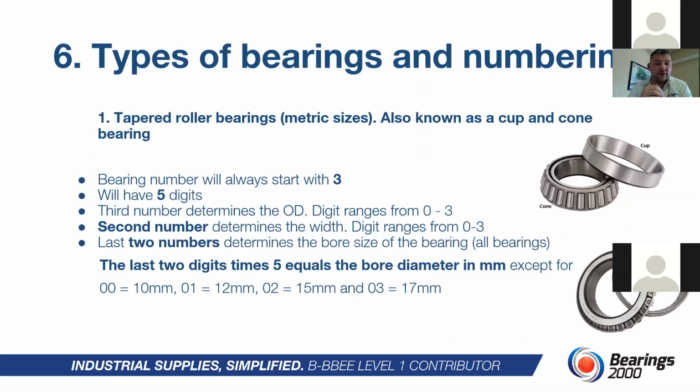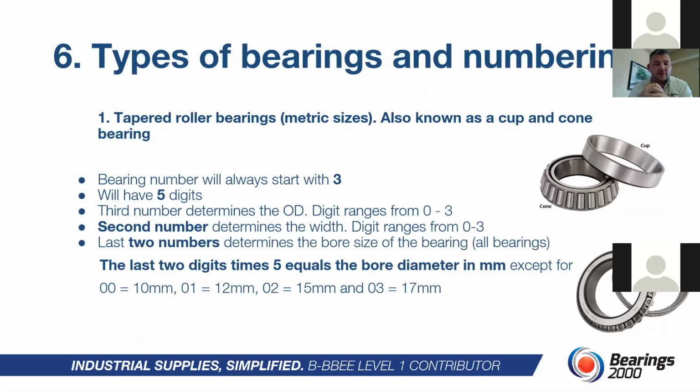Having a look at the taper roller bearings, again we're only covering the metric sizes. It's also known as a cup and cone bearing. The bearing will always start with the number 3, and it will have 5 digits. And that's again where it's important. You remember the double row angular contact will also start with a 3, but it will have 4 digits only. So if it starts with a 3 and has 5 digits, it will be a tapered roller bearing.